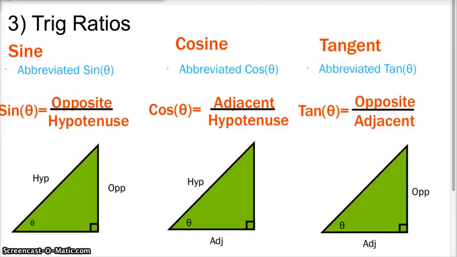So look back up again to your trig ratio section. Tangent is the last one, abbreviated TAN of theta, and this is the opposite over the adjacent. If you notice, this is the only one of the three that doesn't involve hypotenuse.